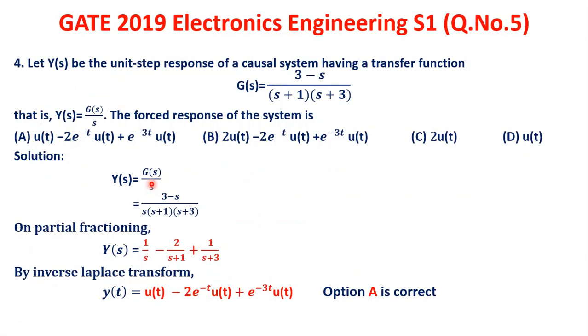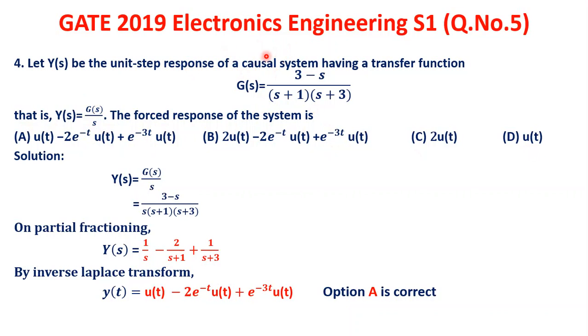Next problem, it is taken from GATE 2019 Electronics Engineering Set 1, question number 5. Let y of s be the unit step response of a causal system having a transfer function g of s equal to (3 minus s) by (s plus 1) into (s plus 3). That is, y of s equal to g of s by s. The forced response of the system is, so 4 options are given.